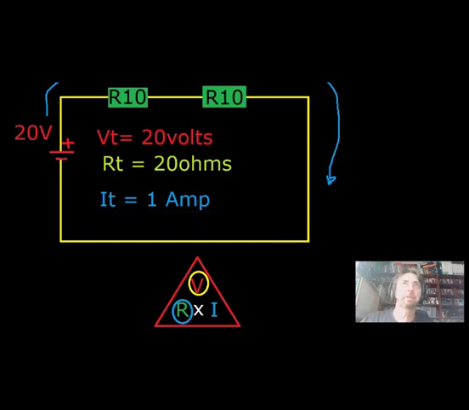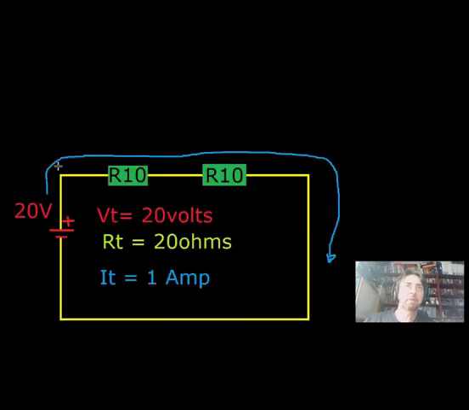What else can we find out from this particular circuit? Well, what we can find out is what they call the voltage drop. So how much voltage is dropped over this R10? Well, again, you can use Ohm's law. So we've got 20 volts, and to find out the voltage drop, we simply divide that by the amperage. So 1 amp divided by 20 volts, and the answer is 20. But that's in total.